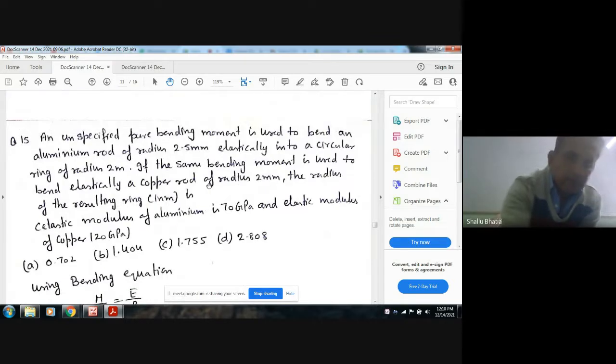So here, a pure bending moment is used to bend this aluminum rod elastically into a ring of 2 meters.